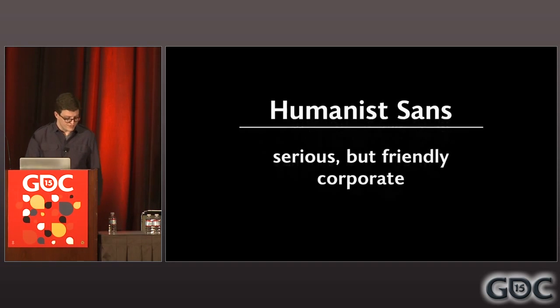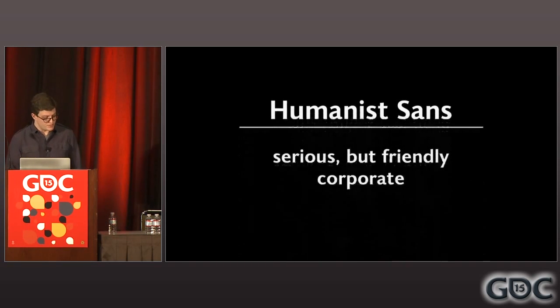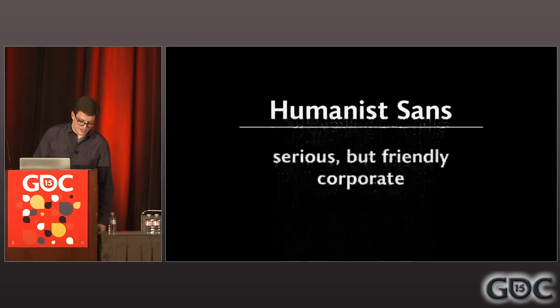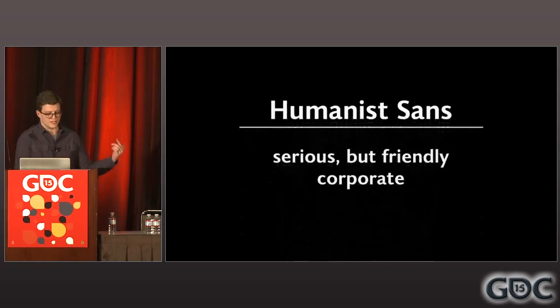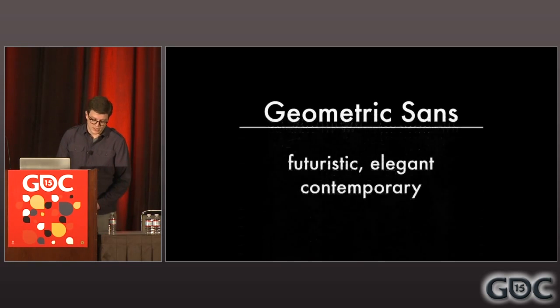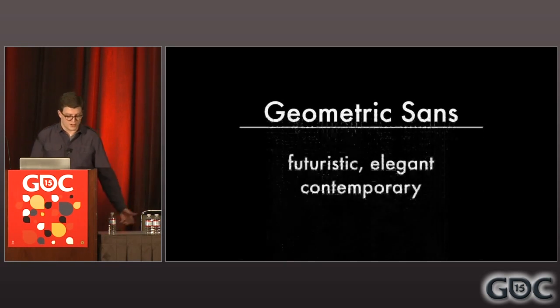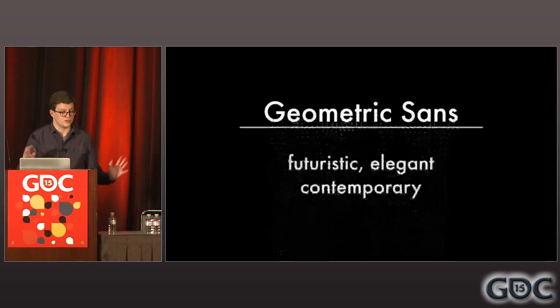A humanist sans serif has a little bit more handwriting influence to the shapes, less mechanical. They're very popular with corporations and branding because they look clean and efficient and friendly, something like Gill Sans or Myriad, for example. Geometric sans are, as they're described, geometric. They can be very elegant or futuristic. And there's also a pretty wide range of geometric moods.